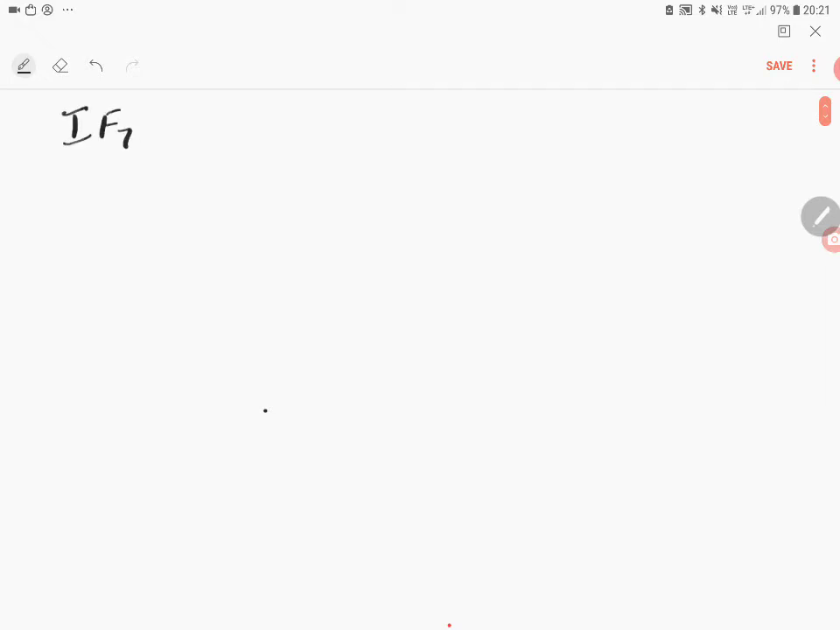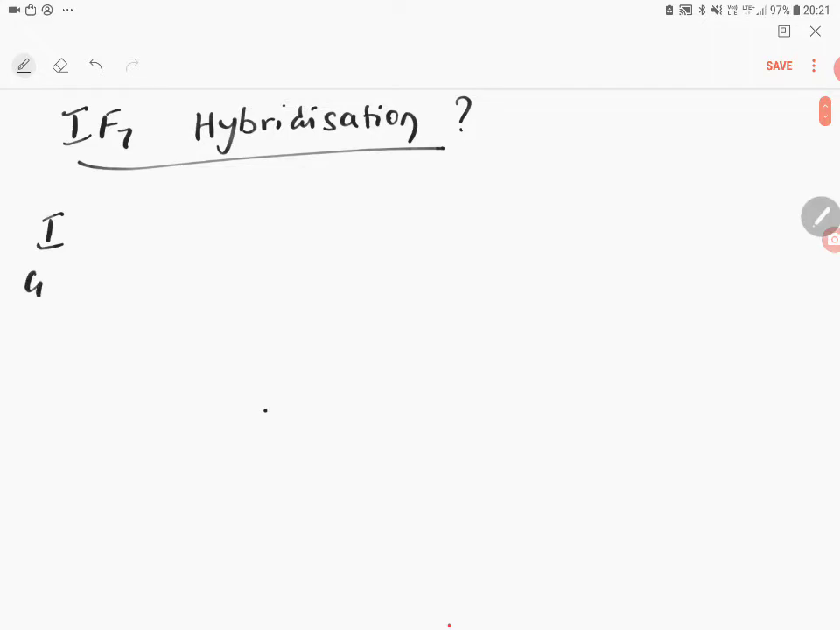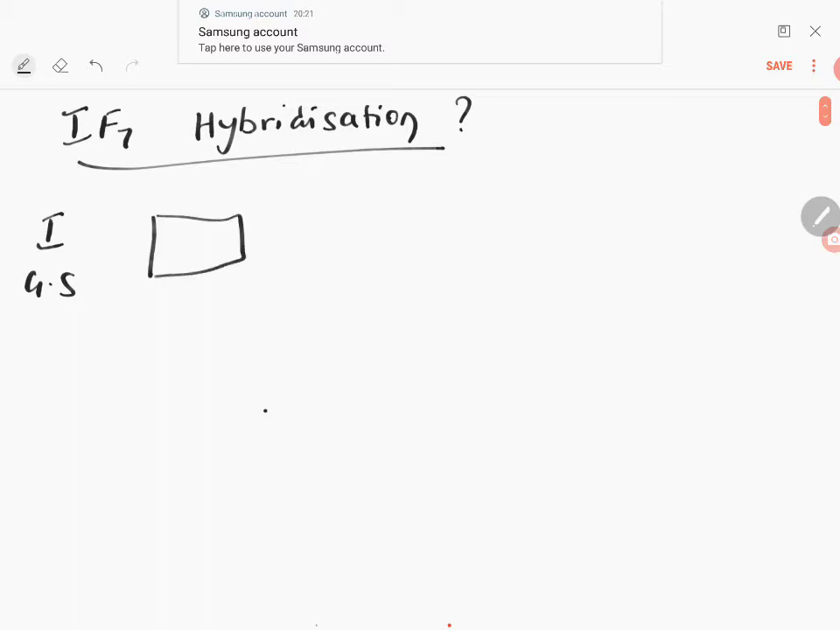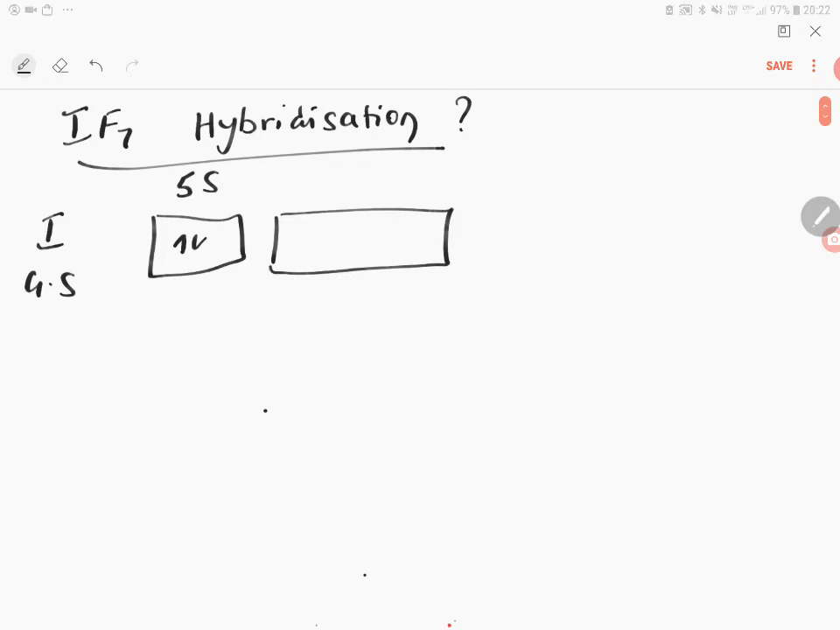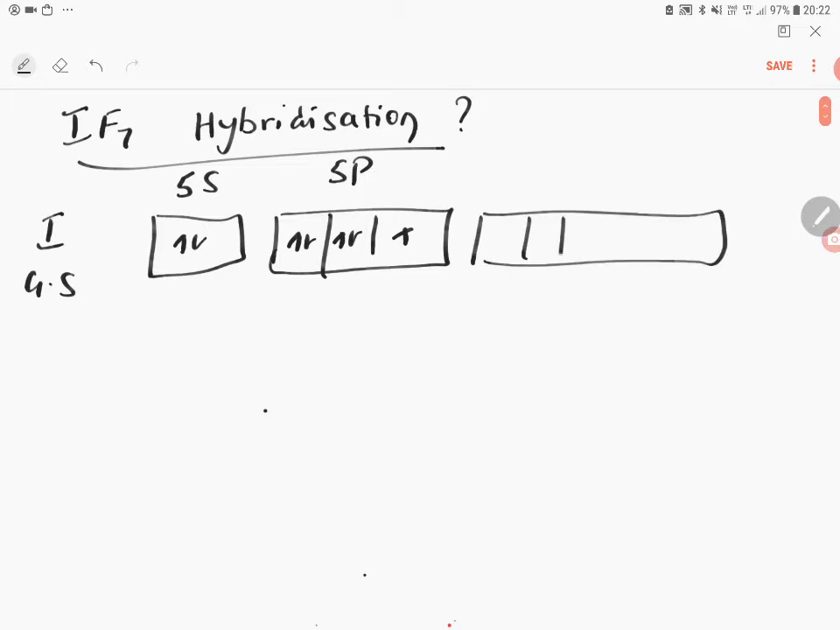IF7 hybridization. What could be the hybridization? Iodine, ground state, 5s 5p. 5s has 2 electrons. Once again, 5p, you will have 5 electrons, no doubt. 5d is vacant.